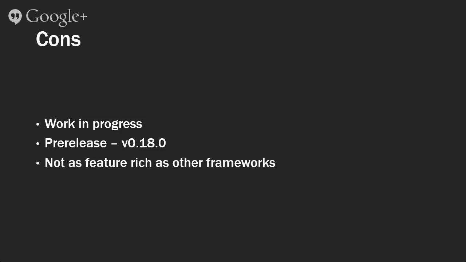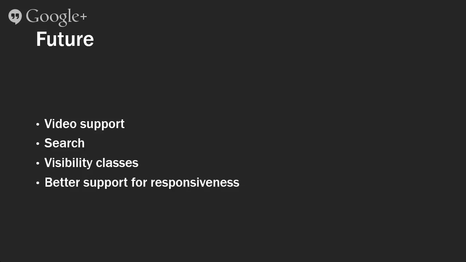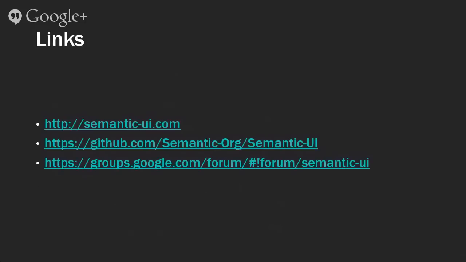And it's not as feature-rich as other frameworks. It doesn't have everything yet. The API needs a lot of work. In the future, they're looking to do video support, adding something like search functionality baked in, so it's easier to do. More visibility classes, so we saw mobile only, tab only, that goes with the responsive. They want to do responsive first. And then here are all the links where you can get them. There's their GitHub, completely open source if you want to contribute to them.